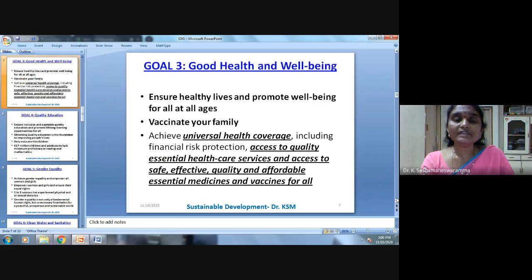Good health and well-being. Ensure healthy lives and promote well-being for all at all ages. Achieve universal health coverage, including financial risk protection, access to quality essential health services, access to safe, effective, quality and affordable medicines and vaccination for all. Good health and wealth, irrespective of age and gender.